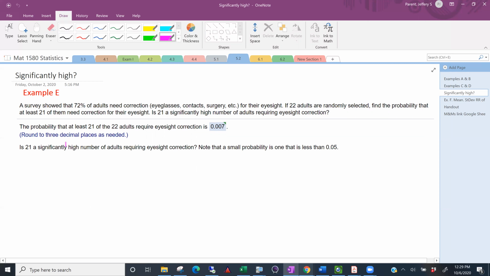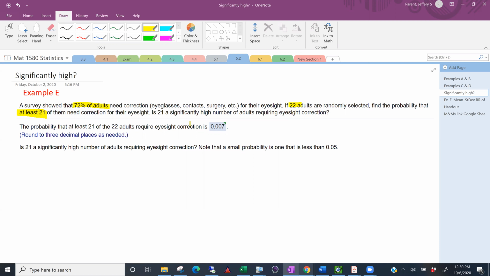A survey showed that 72% of adults need eye correction. So let me kind of highlight that a little bit. 72% of adults need eye correction. If 22 adults are randomly selected, find the probability that at least 21 of them need correction for their eyesight. Is 21 a significantly high number of adults requiring eyesight correction? So this one, we're not going to answer with the range rule of thumb like we did the last one. This one we're going to just answer by calculating some probabilities.